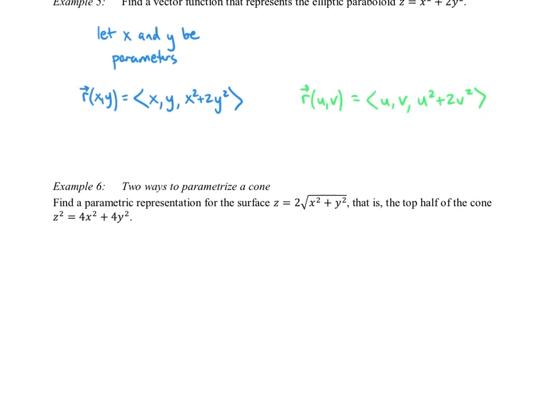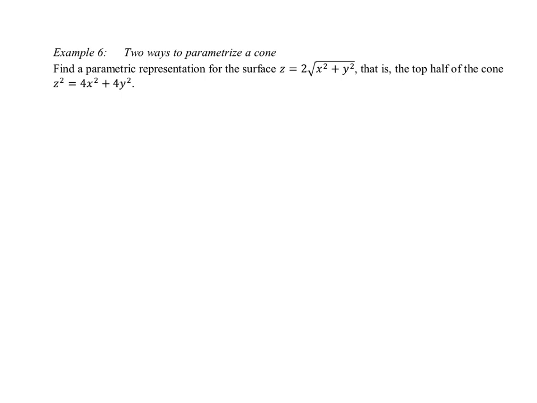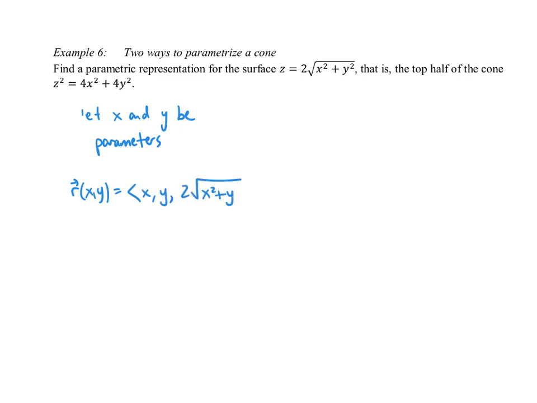Okay, let's try example 6. We're going to look at the surface z equals 2 times the square root of x squared plus y squared. So it's the top half of a cone. And we could go with the route of letting x and y be their own parameters again. One of the reasons is that z and x and y are all part of the same equation here. So we could write a vector valued function where x is itself, y is itself, and z is simply the equation that we have written.